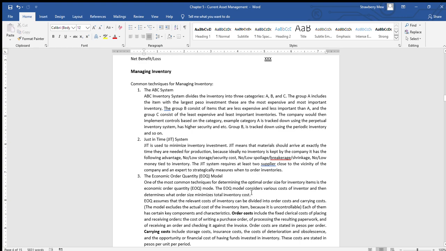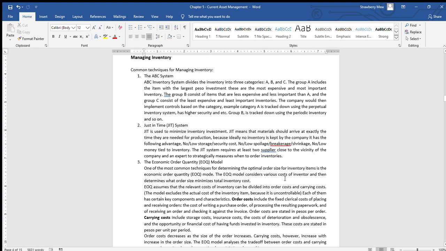So, under EOQ, we assume that the relevant cost of the inventory can be divided into either order cost or the carrying cost. So, order cost includes the fixed clerical cost of placing and receiving orders. Okay, so kaya ang order cost, it is the cost that we incur kapag nag-order tayo ng mga materials.